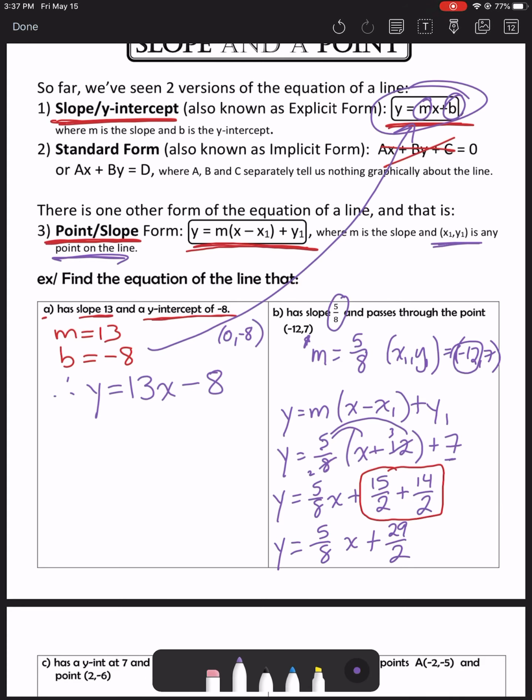So it turns out that the y-intercept on this graph is 29 halves. It's not even close to the number 7. Okay? We're going to do another couple of examples, but that is the gist behind this formula. y equals m, x minus x1 plus y1. x1, y1 is a point on the graph that you know.